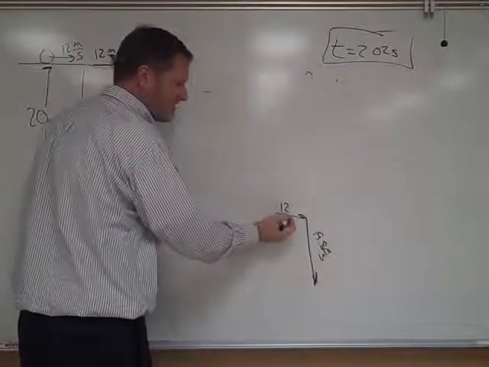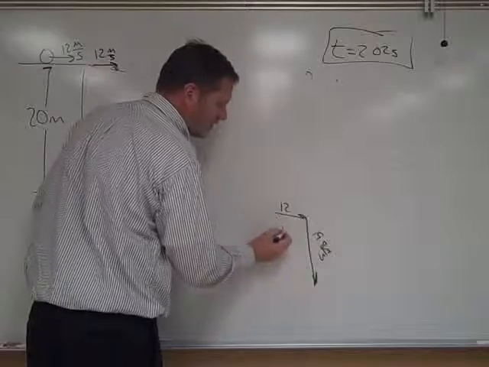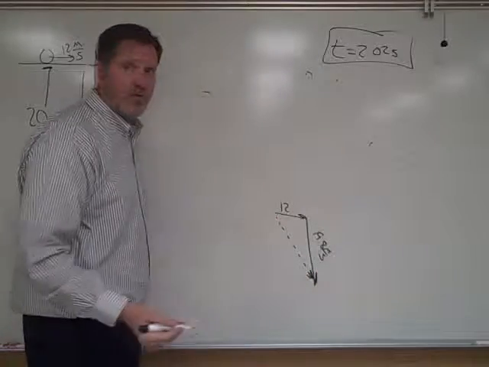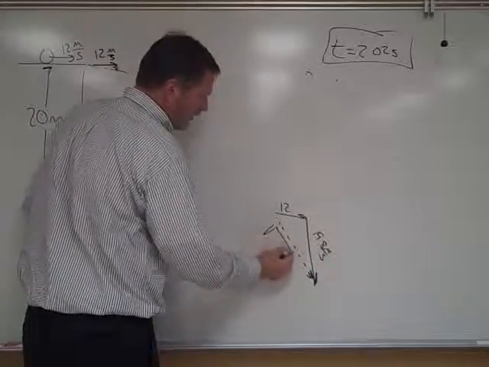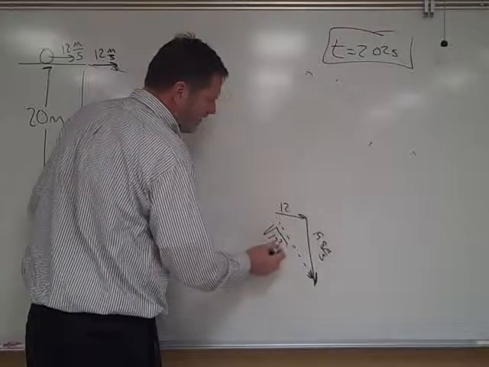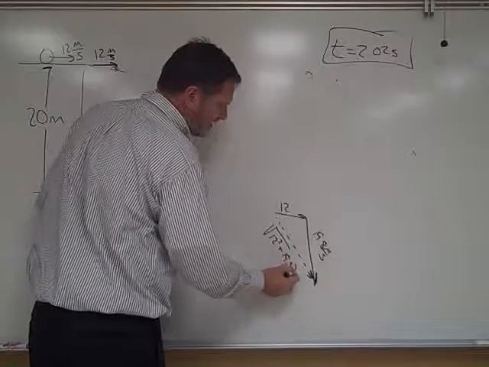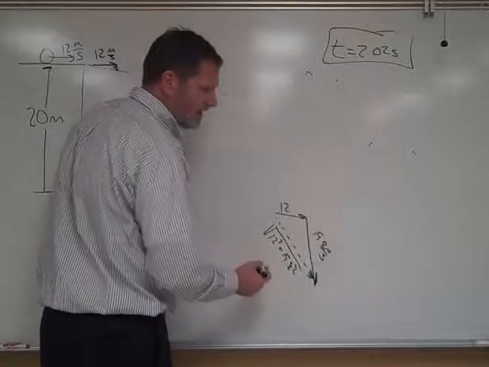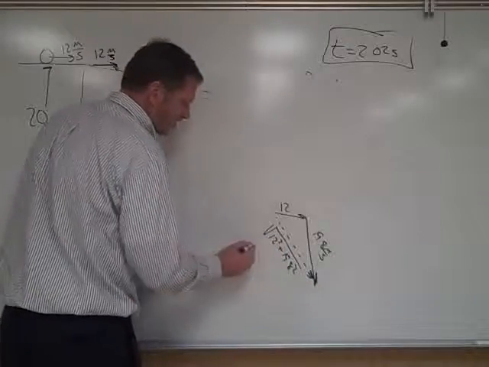Okay, so this is the x component, this is the y component. I want to know what the resultant is. So it's the square root of 12 squared plus 19.8 squared, and we'll end up with 27 meters per second.